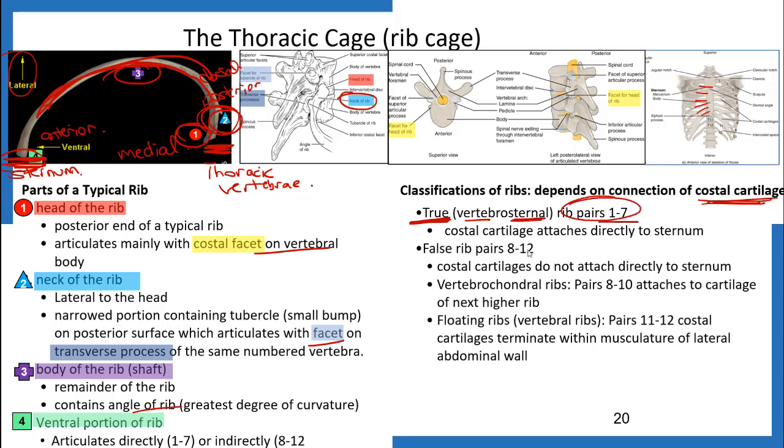Rib pairs 8 to 12 are called false ribs because they don't attach directly to the sternum. In fact, rib pairs 8 to 10 attach to the cartilage of the next higher rib, so they kind of join together before they attach to the sternum, and rib pairs 11 and 12 don't actually connect up to the sternum at all. You can see here that's rib pair 12 here, and 11, they just end at the back, right? So they terminate within the musculature of the lateral side of your abdominal wall.